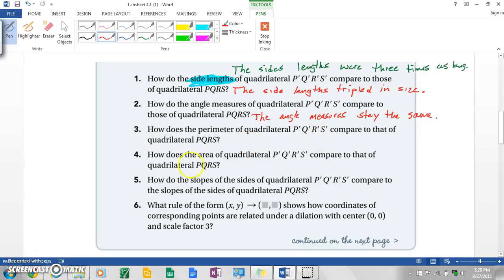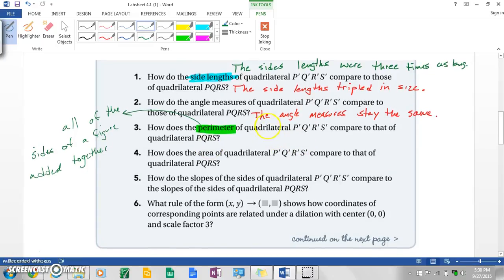When we talk about 3 and 4, we have to remember some vocabulary. Perimeter will be all of the sides of a figure added together. So it's all the way around the outside.